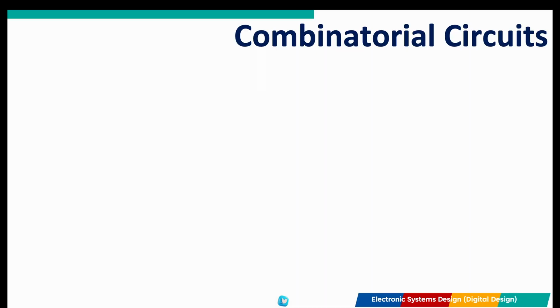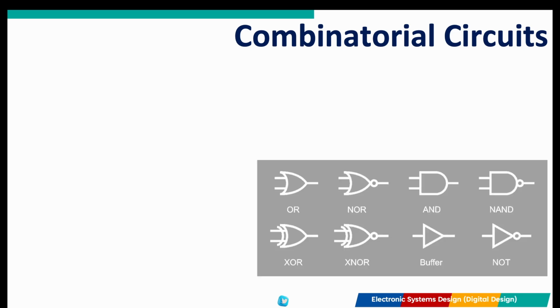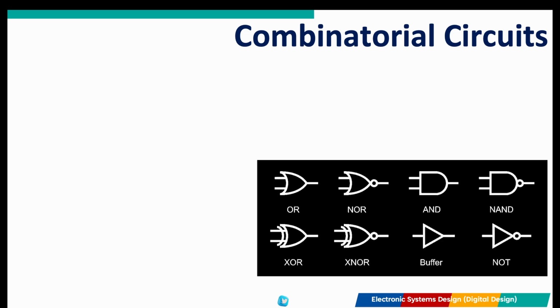We are now entering combinational logic. In these circuits, the output is determined solely by the current combination of inputs. There is no memory, no history, just pure logical processing. To build these systems, we rely on 7 fundamental primitives.